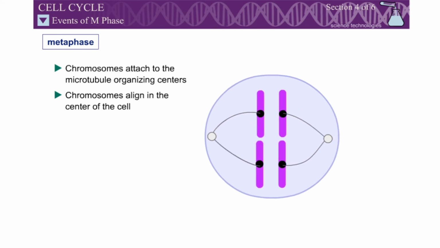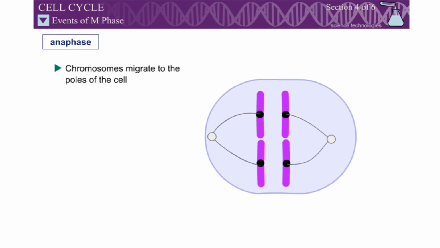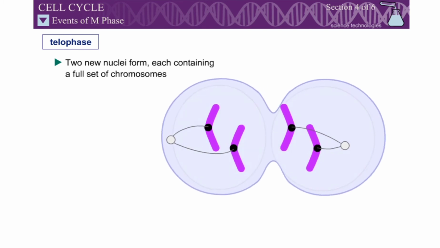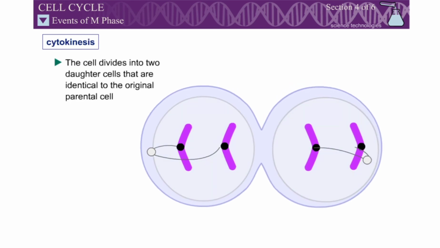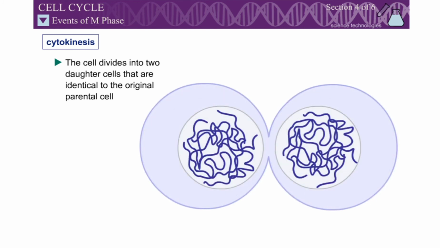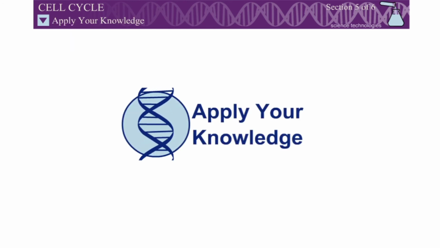However, because the chromatids are still attached to one another by cohesin rings, the chromosomes align in the middle of the cell. In anaphase, the cohesion between the sister chromatids is lost, and the microtubules pull the two sets of chromosomes to the opposite poles of the cell. New nuclear membranes form around each of the sets of chromosomes in telophase, the final step of mitosis. Cell division is then completed by cytokinesis, the physical separation of the cytoplasm of the two new daughter cells.